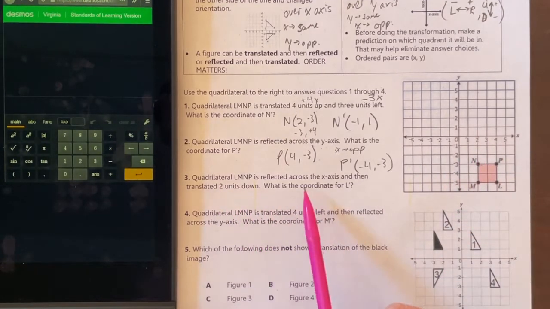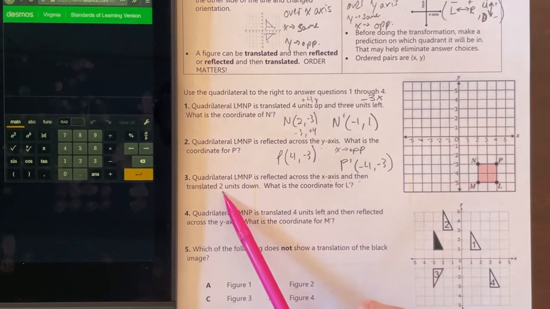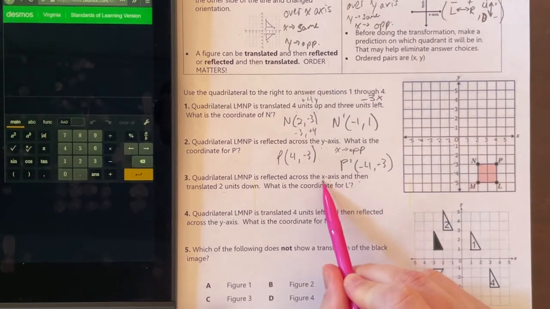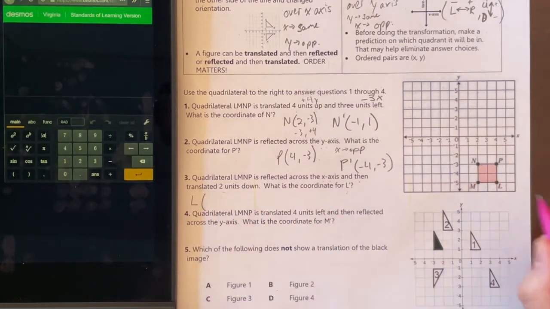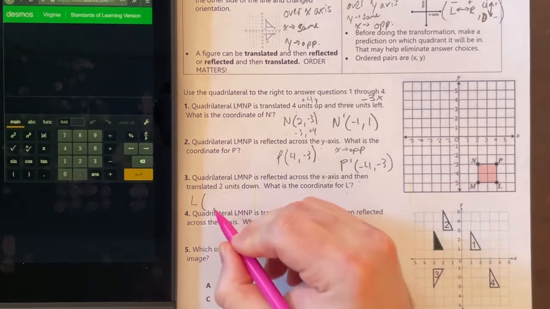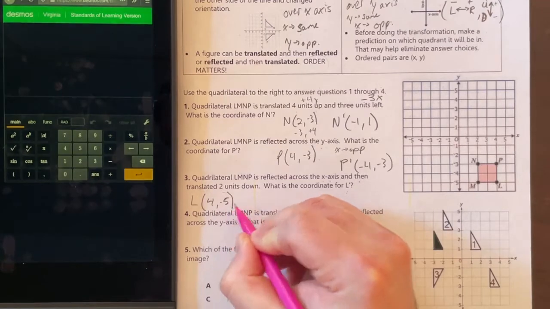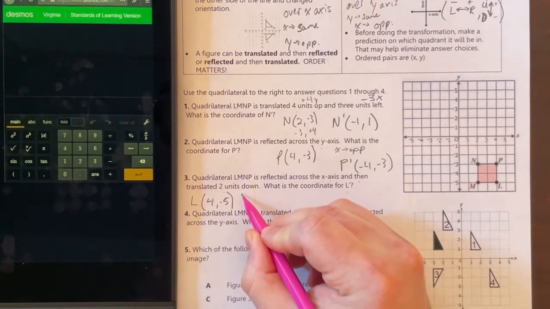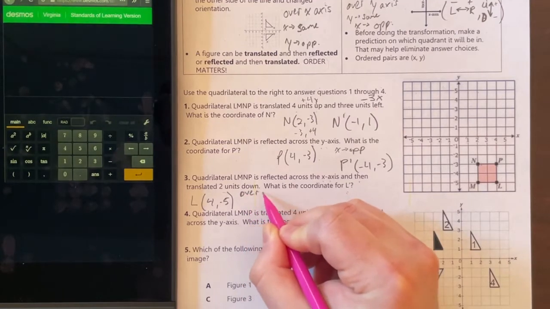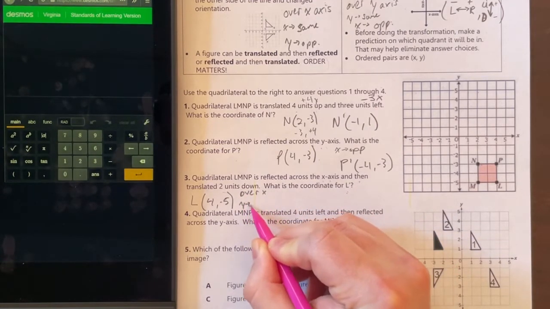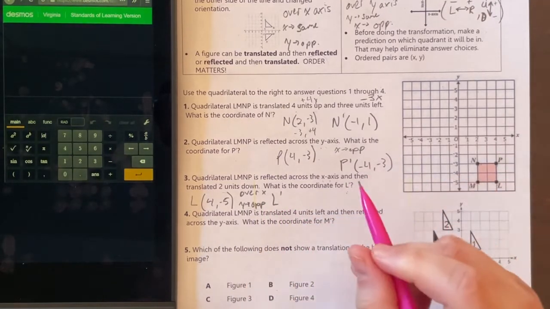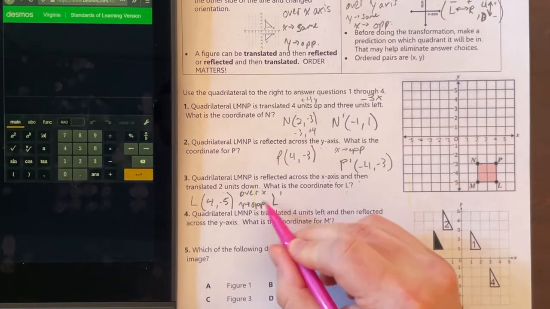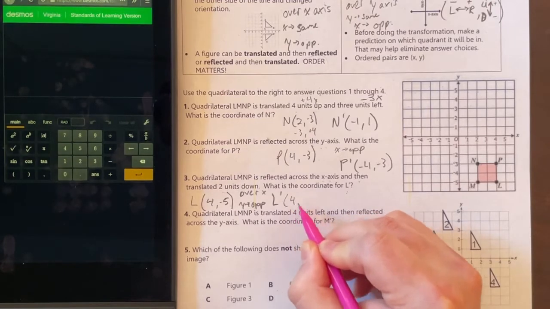For number 3, it says the quadrilateral is reflected over the x and then 2 down. So make sure you are following that order. Let's first reflect over the x. L original is 4, negative 5. Then we reflect over x, so the y is opposite. That means L prime, again, we're doing 2 transformations, the first one is the y is opposite, so L prime is going to be 4, positive 5.